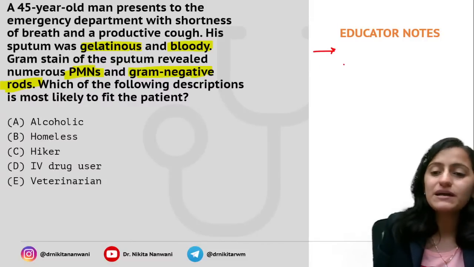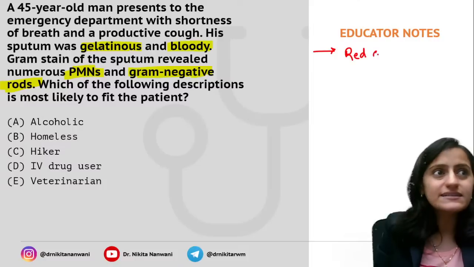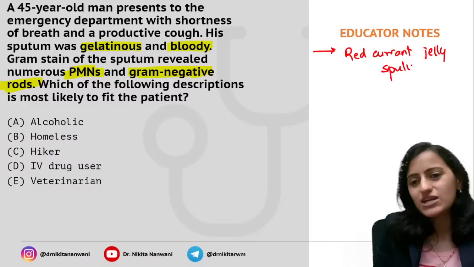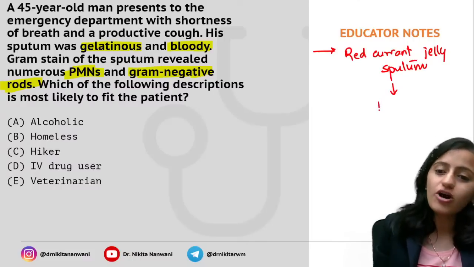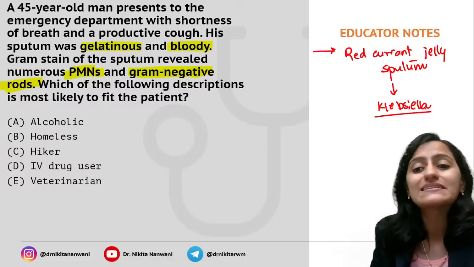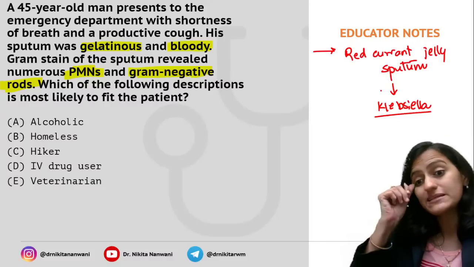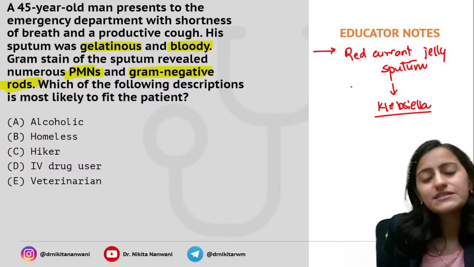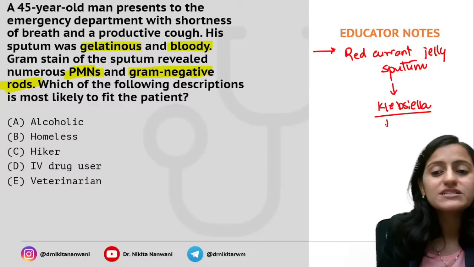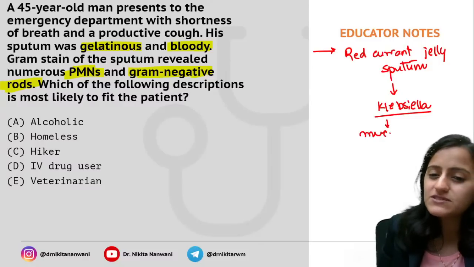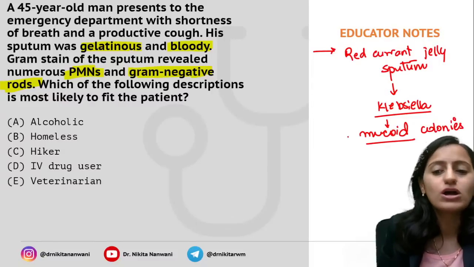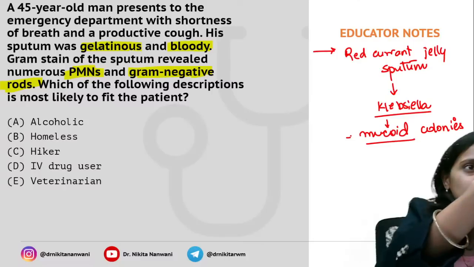So gelatinous bloody sputum, that is basically the red currant jelly sputum, which is a feature of Klebsiella pneumoniae, right? Klebsiella pneumoniae, Friedlander's bacillus. Red currant jelly sputum is Klebsiella. Now, Klebsiella is gram negative, so it fits. Why do you get this currant jelly sputum with Klebsiella? Because it produces a lot of mucus. It has highly mucoid colonies.